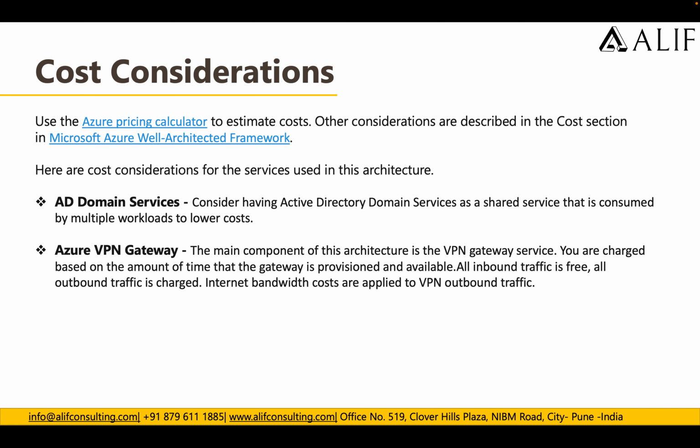Another one is Azure Virtual Network Gateway, which is the main component. That's because the virtual network gateway is basically connecting with the on-premise network and giving the authentication services or identity services to your on-premise applications as well. So you need to select your gateway accordingly, where you're going to get the required throughput and redundancy.